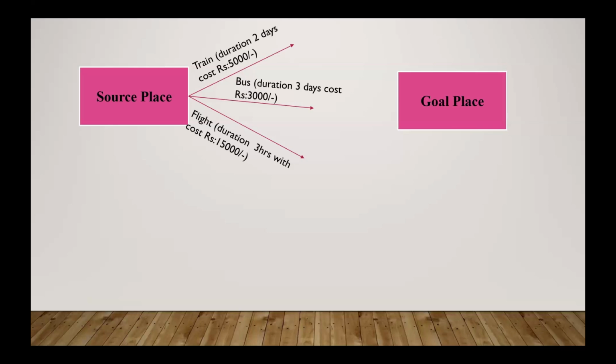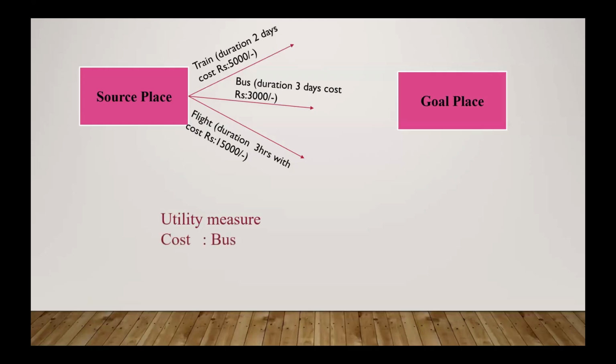So what happened? A goal-based agent works whenever from source to goal place only one path or one solution is present. But whenever multiple solutions are present, what happens? The agent has to decide which one it has to select. Now, here there are three options. Train is present, bus is present, flight is present. Now, here the utility function has to decide which one it has to consider.